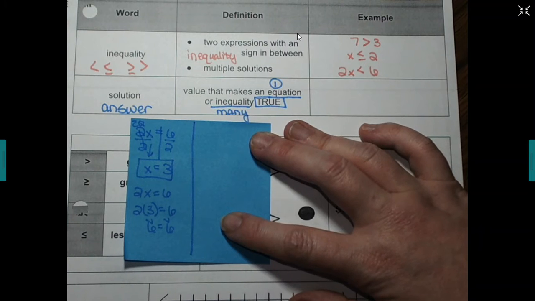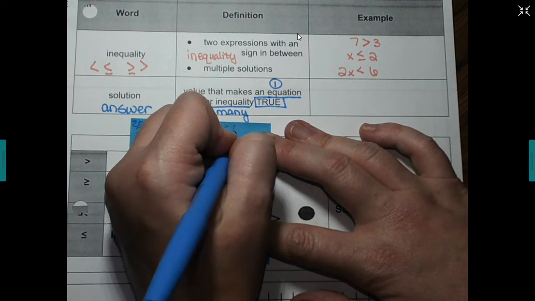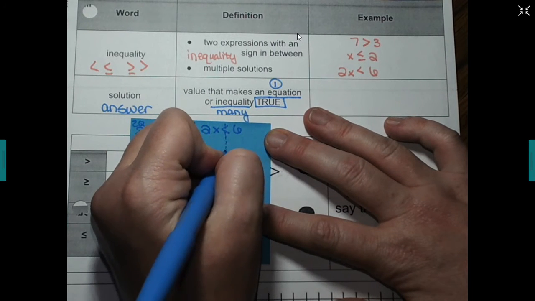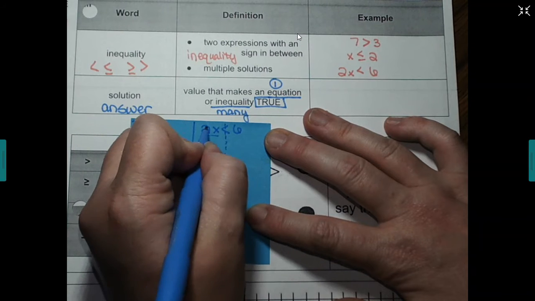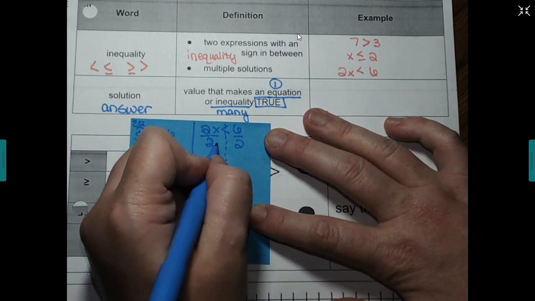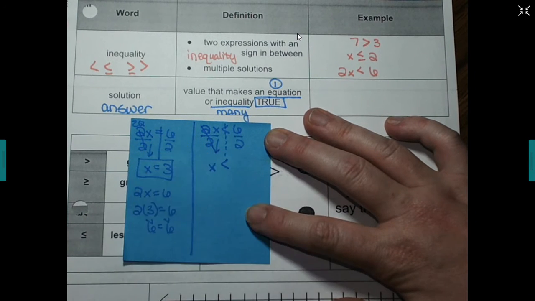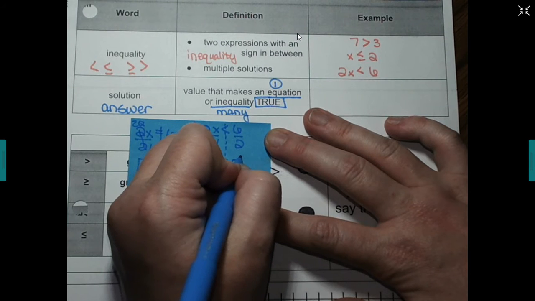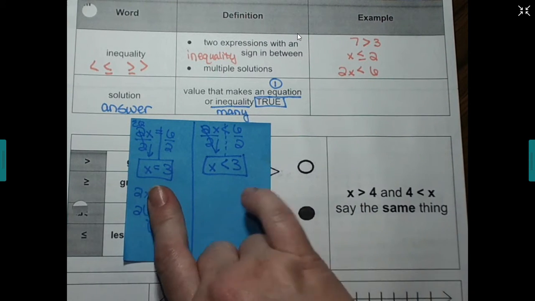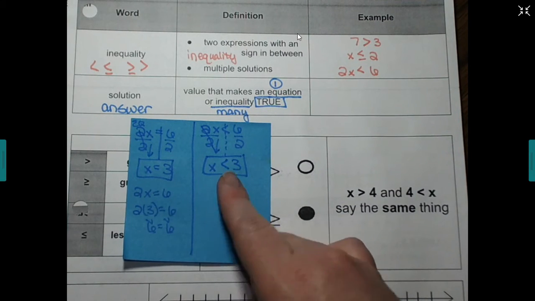For inequalities, however, let's say we have 2x is less than 6. The same rules apply, y'all. So we can divide both sides by 2. x is less than 6 divided by 2, which is 3. So we come up with x is less than 3. Okay, this is different. x equals 3 before, now x is less than 3.